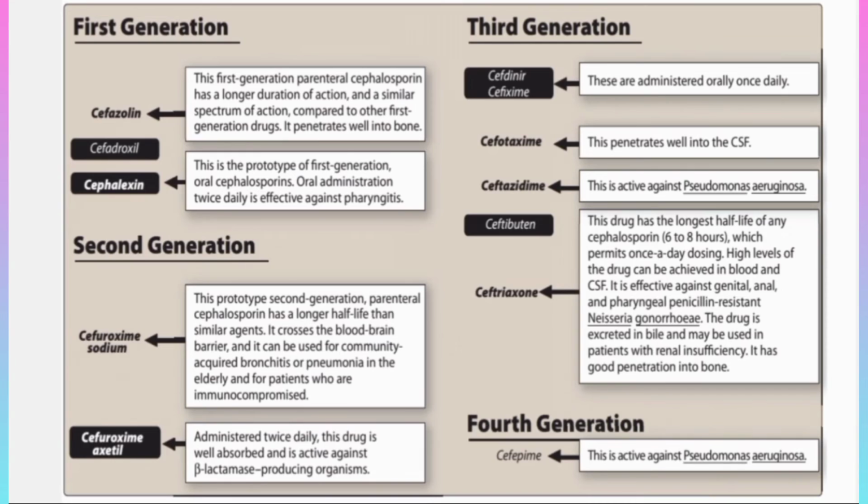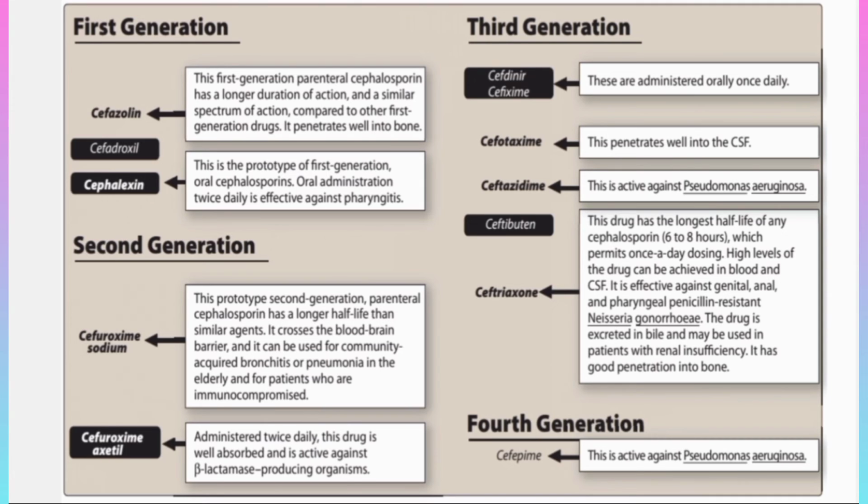Among the clinically important cephalosporins on the market, among the first generation drugs, we have cefazolin. This is the first generation parenteral cephalosporin. It has a longer duration of action and a smaller spectrum of action compared to the others. It penetrates well into the bone. Then we have cefadroxil and cefalexin. Cefalexin is the prototype first generation oral cephalosporin, administered orally twice daily, and is active against pharyngitis.